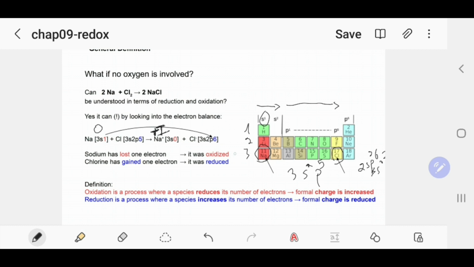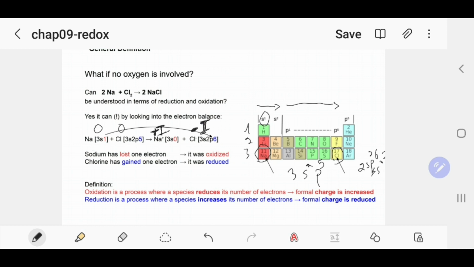When the charge is reduced, so we have a gain of electrons, like in the case of chlorine, the charge is initially 0, and now it's -1, because we have more electrons than protons. One excess electron. So from 0 to -1, we have a decrease of formal charge, a reduction, so the formal charge is reduced, and we say that the chlorine was reduced.